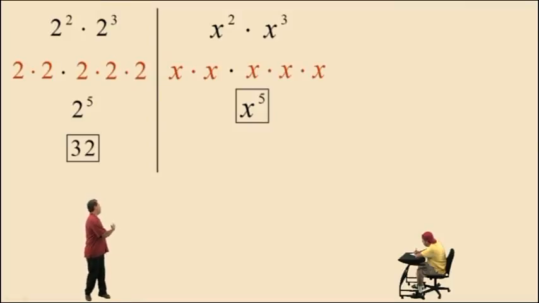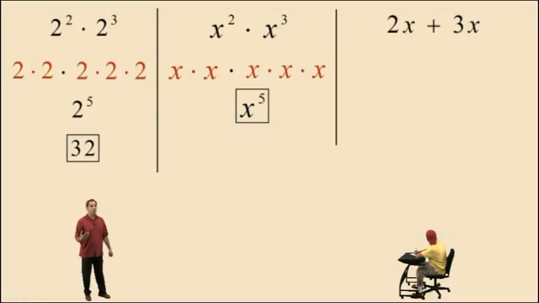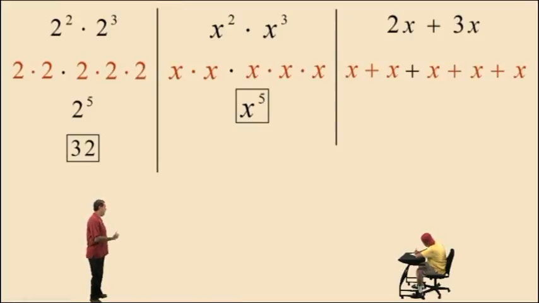Now don't get that confused with 2x plus 3x. Remember, 2x means 2 times x. That means repeated addition. So 2x actually means x plus x, plus 3x, which actually means x plus x plus x. And we have 5 x's being added together, and we write that as 5x.